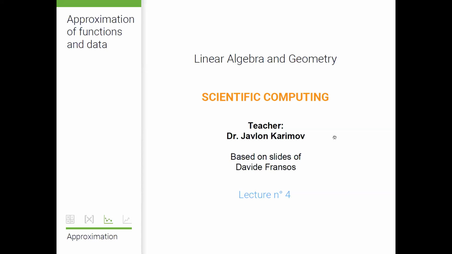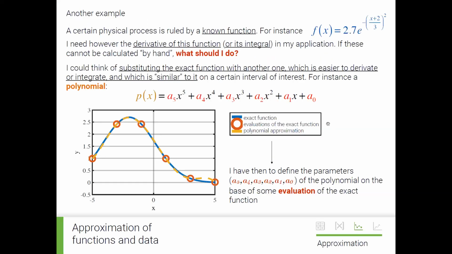Now we'll begin a new topic, approximation of functions and data. Let's begin with an example. We have this given function f of x, 2.7 to the power of this function, x plus 2 over 3 squared. We need to find, for example, its derivative or integral. But how to find it? This is not easy to find by hand.